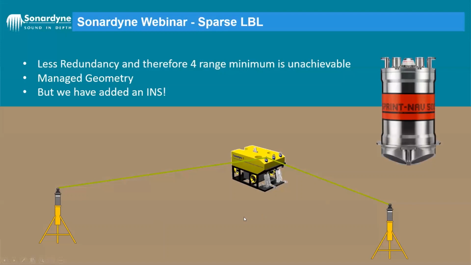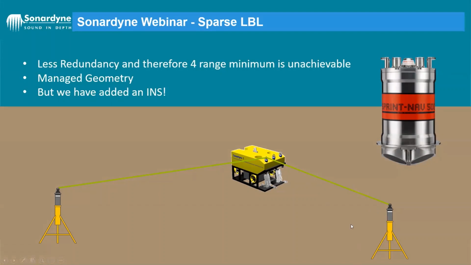But as I said earlier, we've added the INS. So I talked about this as just a solely LBL scenario, but because we've added an INS, we've got the short-term accuracy gains of the INS. It will hold its position for short periods of time, and that will be a very robust position. But over longer periods of time, it starts to drift, as we talked about last week. We're combining that with the long-term accuracy of our LBL range system.